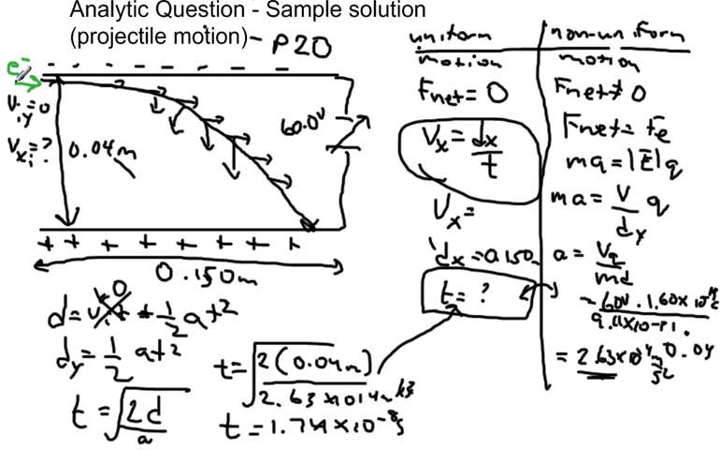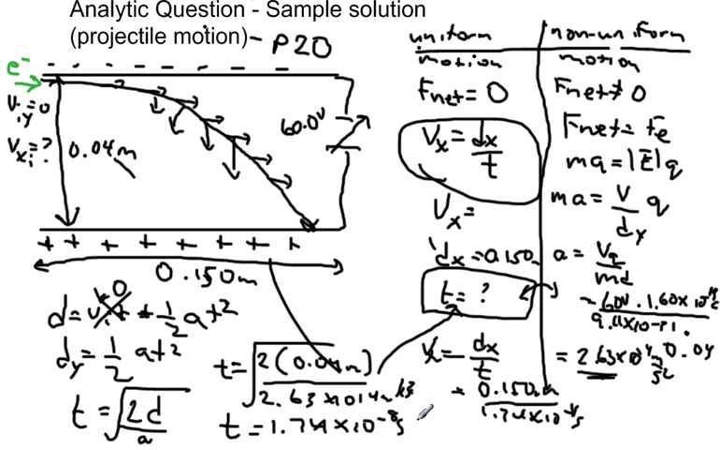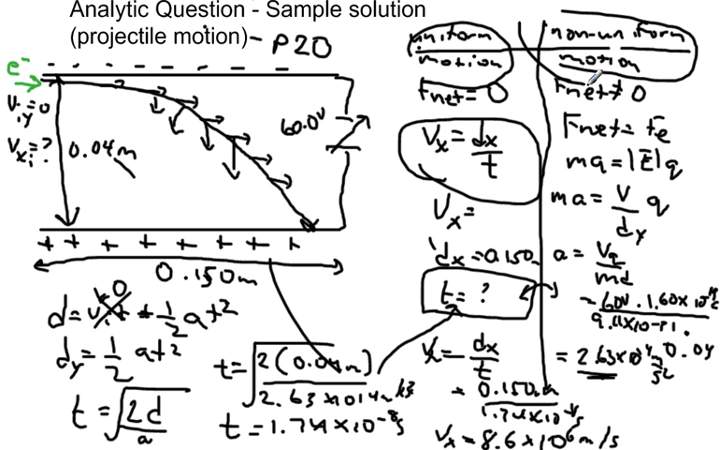The question was asking us to find the horizontal velocity of that electron. We know the horizontal distance, and now we know the time. So Vx is dx divided by time, which is 0.15 meters divided by 1.74 times 10 to the negative 8 seconds, and we get a fairly quick velocity, not quite the speed of light, 8.6 times 10 to the 6 meters per second. So what we've done is use two physics principles found on your formula sheet: uniform motion and non-uniform motion. We separated them and found our answer, and that's how you do a projectile motion question.